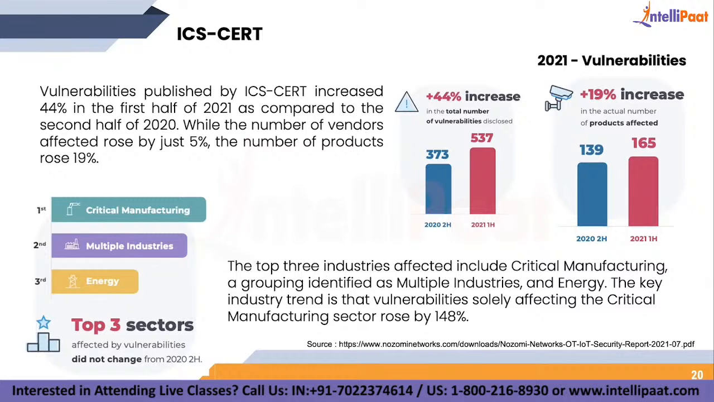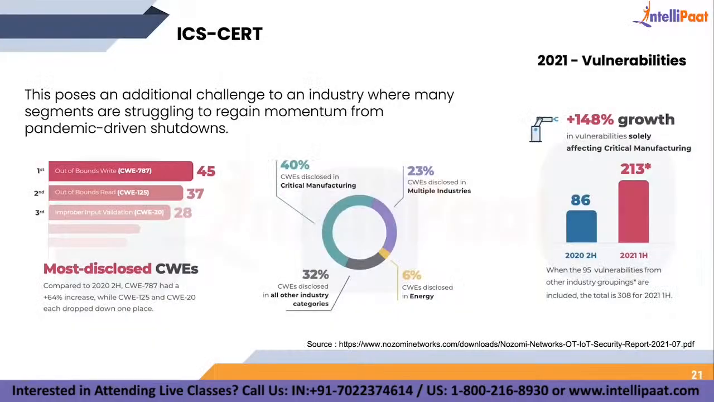These are the top industries, like critical manufacturing, multiple other industries, and the energy sector, the top 3 sectors which have been undergoing attacks for quite some time. Comparing with 2020-2021, that's a Nozomi Networks research report, an IoT security related report that they have identified. The OT and IT CERT also identifies that process-level exploitations are increasingly high, which poses a challenge to the industry, and these segments are struggling to gain momentum.